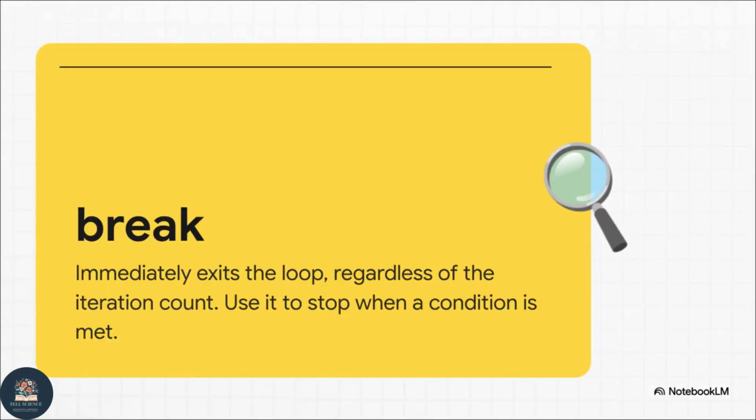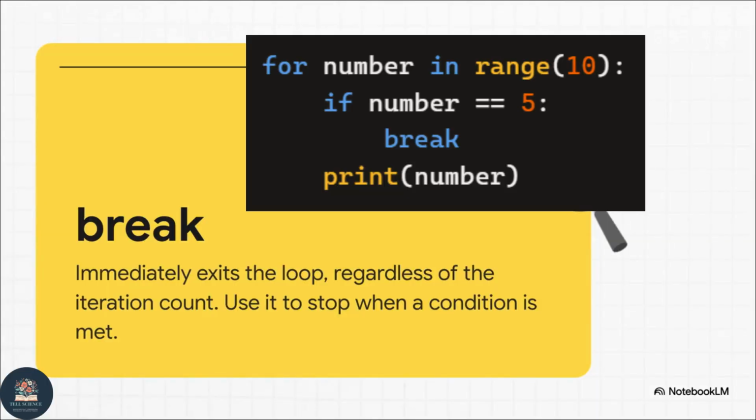Think of break as your emergency exit. In this code, the loop is supposed to count all the way up to 9, but we've got a little tripwire in there. If the number ever equals 5, we hit the break statement. The loop just stops dead in its tracks. That's why the output only goes up to 4.